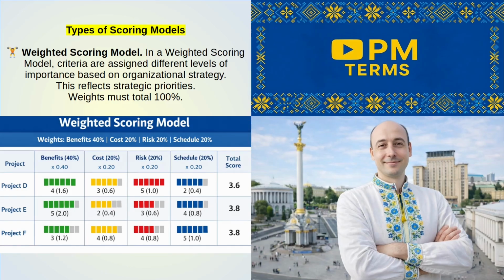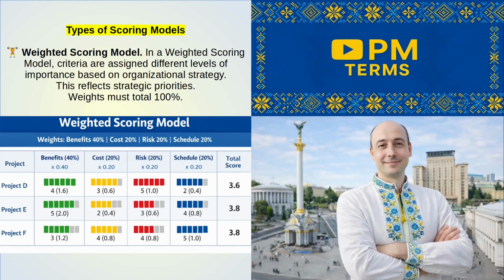Project E: benefits 5 times 0.4 equals 2.0. Cost 2 times 0.2 equals 0.4. Risk 3 times 0.2 equals 0.6. Schedule 4 times 0.2 equals 0.8. Total score: 2.0 plus 0.4 plus 0.6 plus 0.8 equals 3.8.